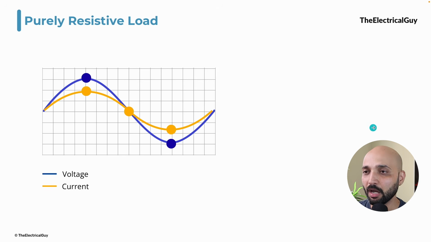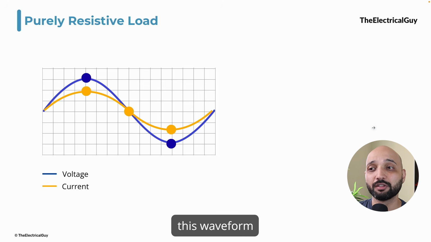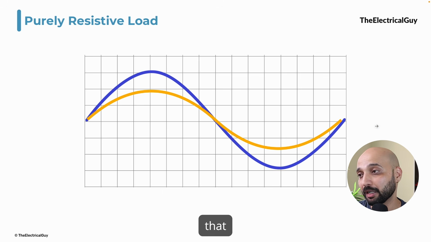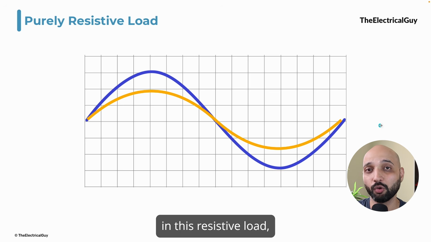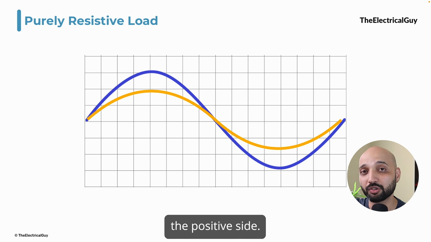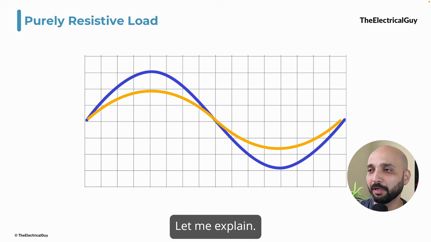The behavior of voltage and current is different in the inductive and capacitive circuit, which we will see in a few minutes. Now, if you analyze this waveform further and try to calculate the power in this resistive load, what we can notice is the power is always on the positive side. What is that? Let me explain.